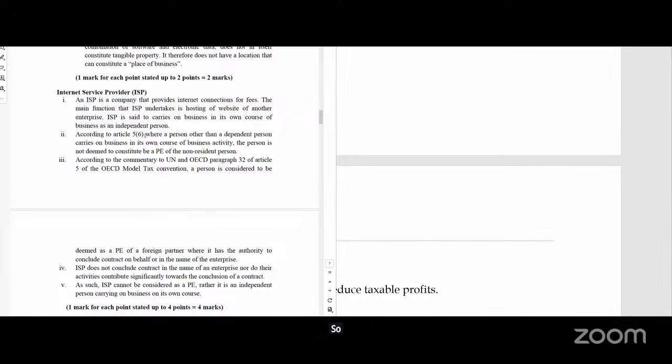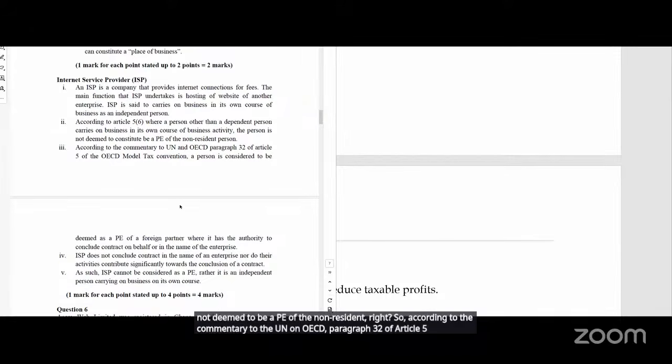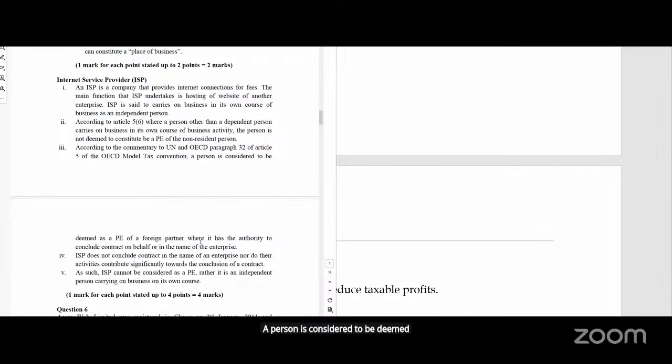So according to Article 5.6, where a person other than a dependent person carries on business in its own name or business activity, the person is not deemed to be a PE of the non-resident, right? According to the commentary to the UN and OECD, paragraph 32 of Article 5, a person is considered to be deemed a PE of a foreign partner where he has authority to conclude contracts on behalf or in the name of the enterprise.